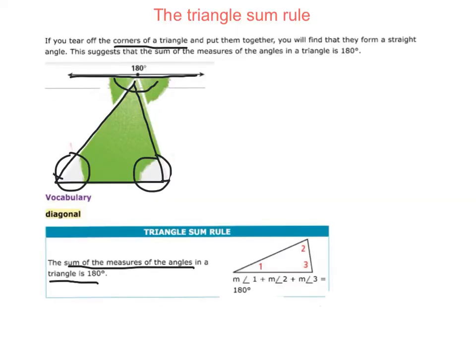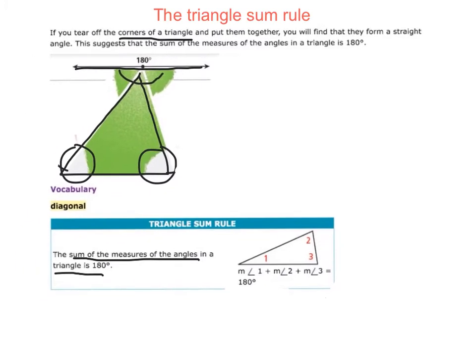Let's start with the simplest type of polygon, a triangle. If you have a chance to do this in class, this would be helpful. But if you have a triangle on paper and you were to cut off 2 of the corners and bring them up and put it together with that third angle, all 3 angles together, combined, form a straight angle, or a 180-degree angle.